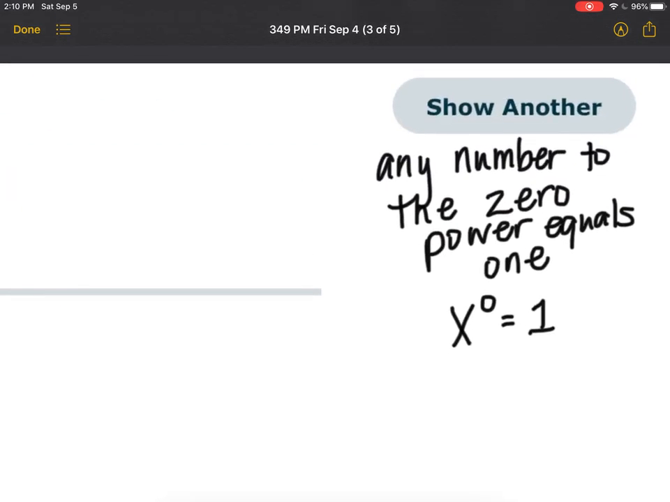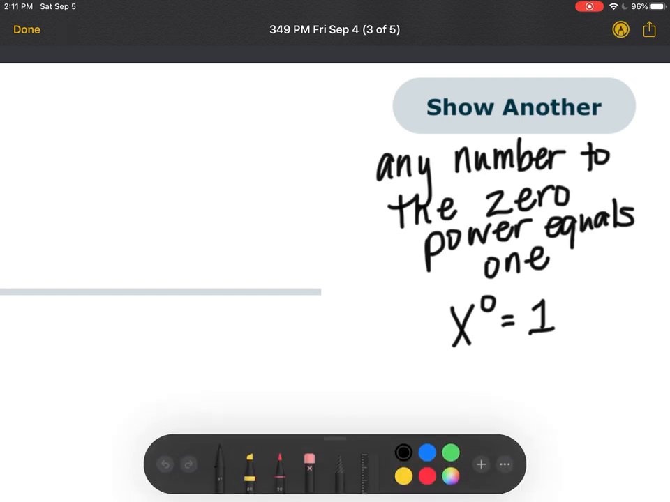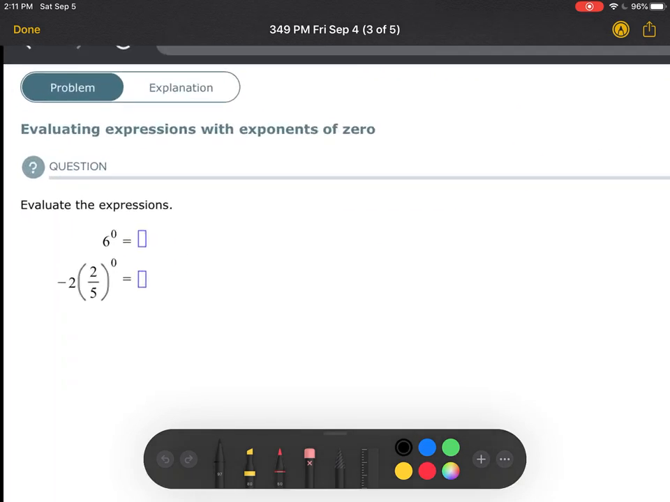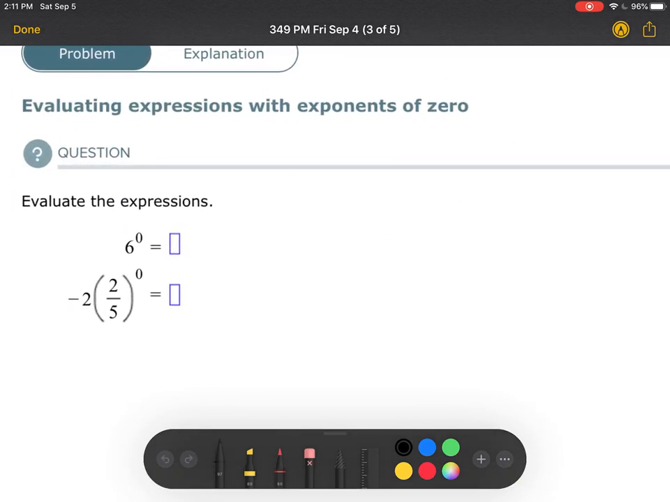The one thing you need to know about this is any number to the 0 power equals 1. I gave a little note at the bottom here that says x to the 0 power equals 1. So x is any number. It can be -5, 2, could be a fraction, whatever. It is 1.